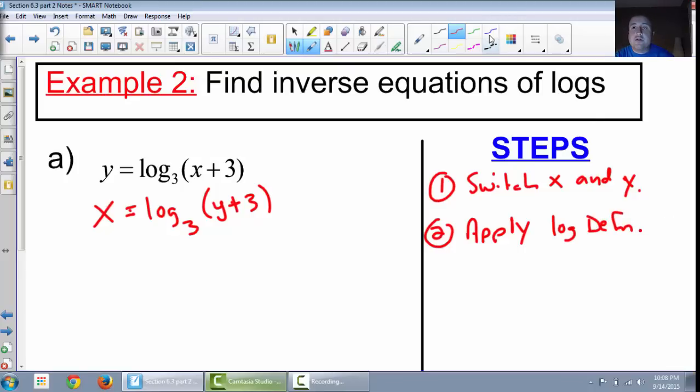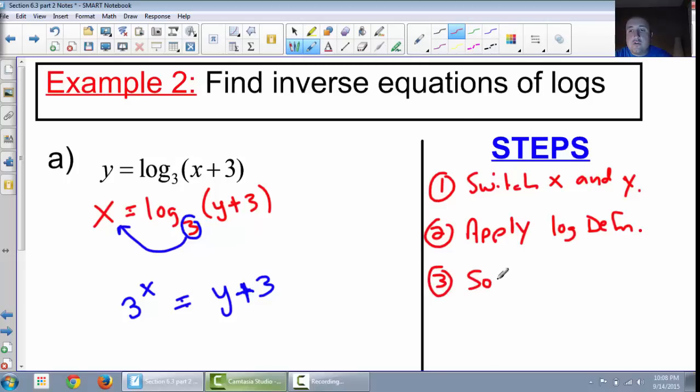So back over here, let me change my color. Remember, you take your base, you raise it to what's after the equal sign, so 3 to the x equals what's next to the log, which is y plus 3. And then lastly, step 3, is to solve for y.